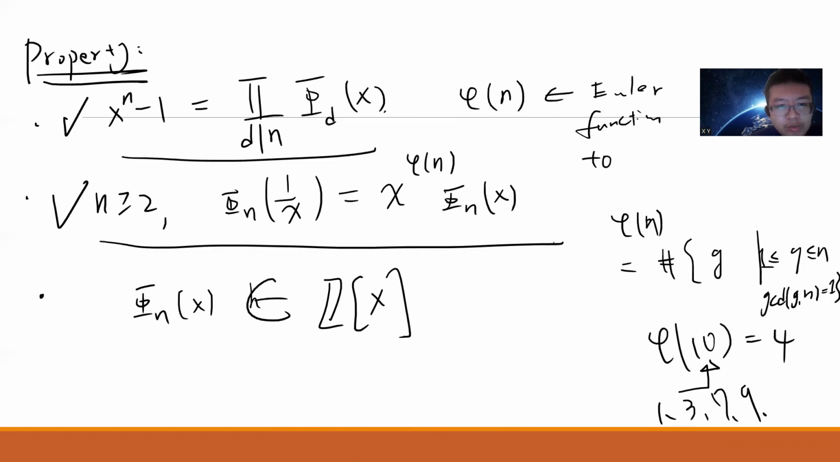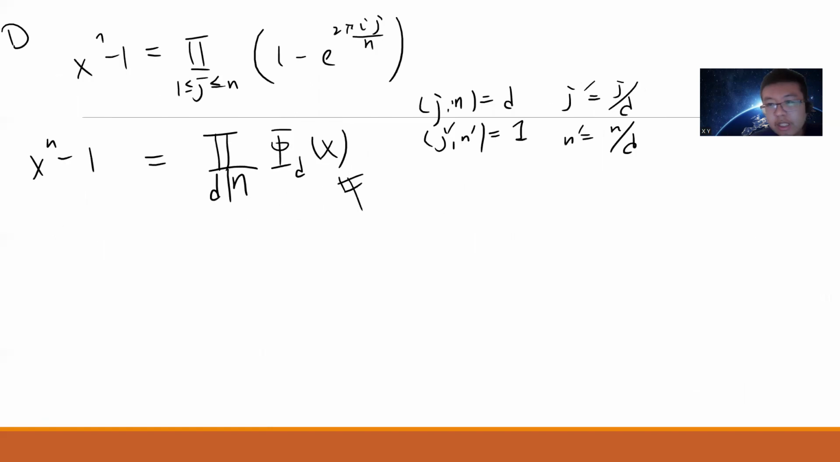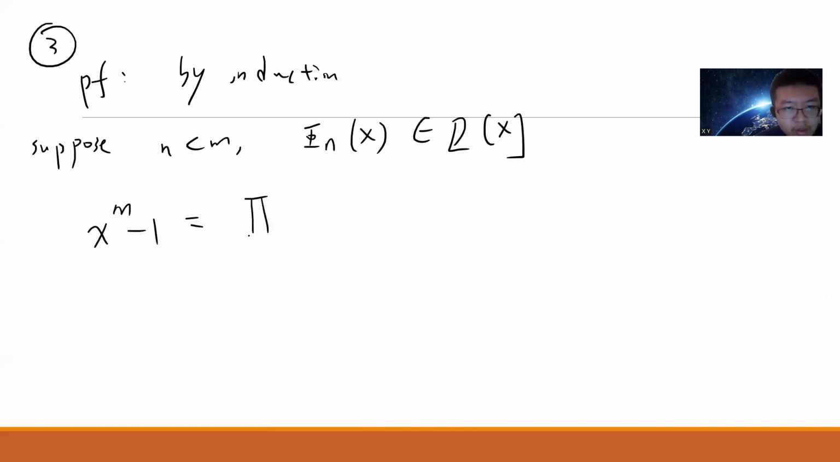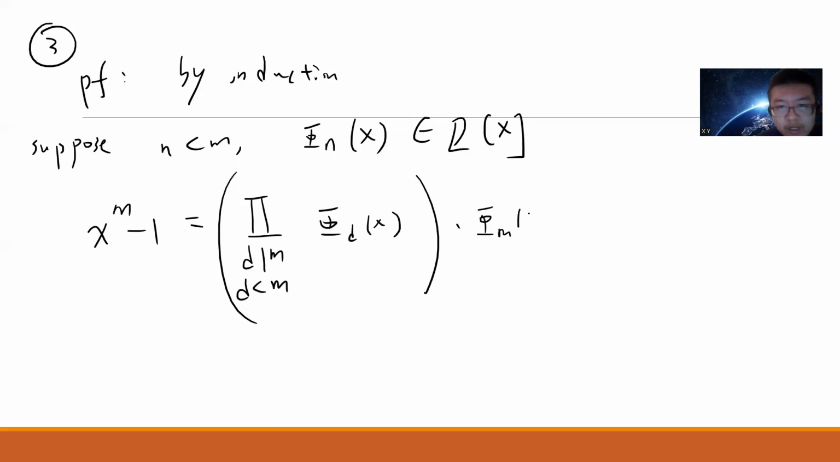Okay, now we prove the third: phi n of x has integer coefficients. So number 3 is also a proof by induction. We can suppose that for n less than m, phi of n of x belongs to Z[x]. Since it's true, this means that we can write x to the m minus 1 equals, with the same technique, the product over d dividing m, d less than m, of phi of d of x times phi of m of x.